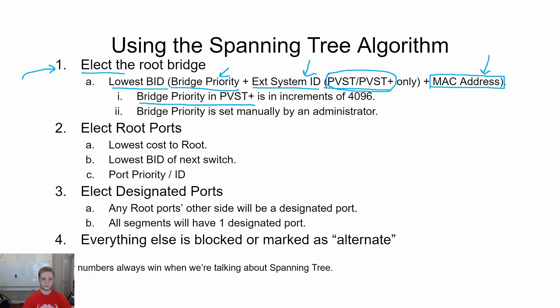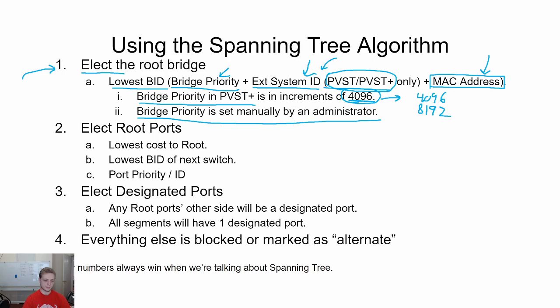Now, our bridge priority in PVST is going to be in increments of 4096, and that is because we need 4096 options for our VLANs. So that's where our extended system ID comes into play, right? Usually when we're talking about Cisco devices, we're going to deal with the bridge priorities in increments of 4096. So you'll have stuff like 4096, 8192, etc., etc. Bridge priority is usually manually set.